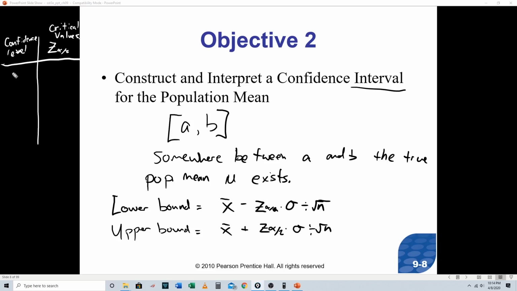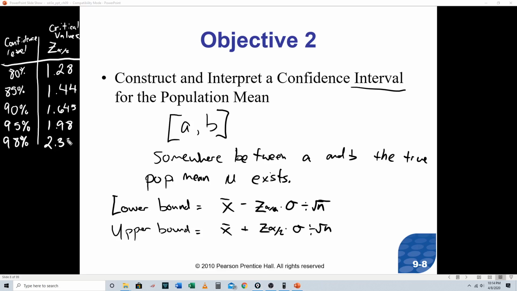All right, so we'll start with 80%, and that is 1.28. 85%, 1.44. 90%, 1.645. 95%, 1.98. 98%, 2.33. And 99%, 2.575. Okay. So if we do a confidence interval by hand, that's where we will find z alpha.